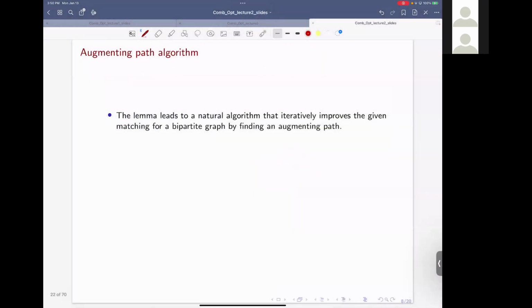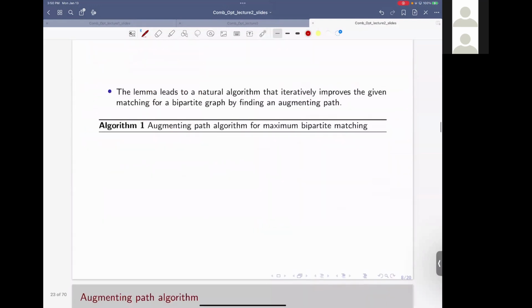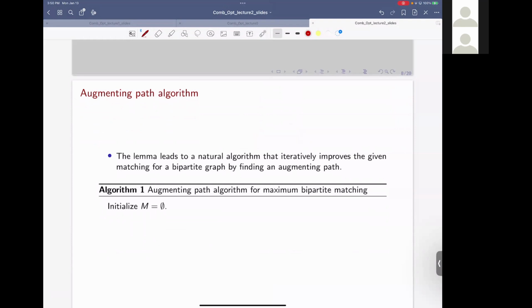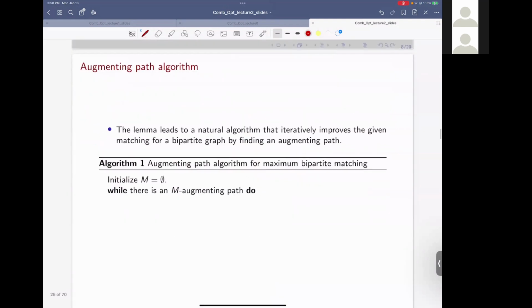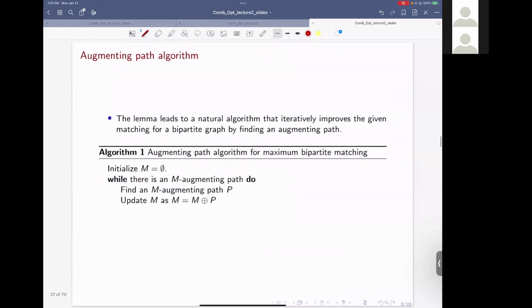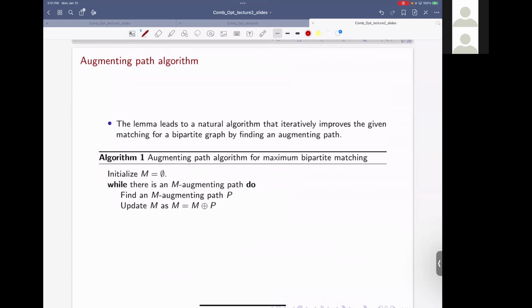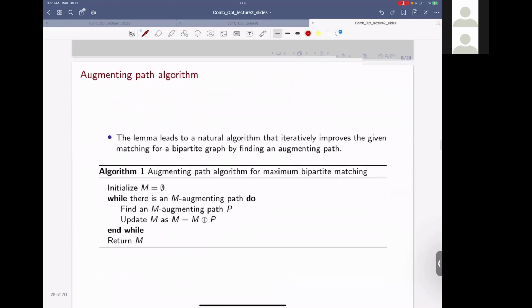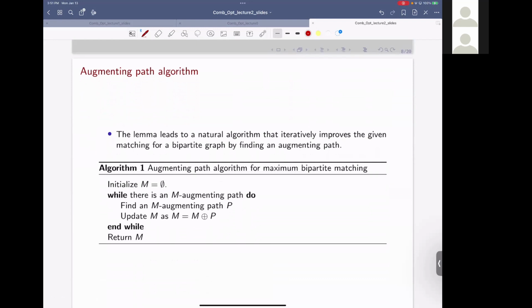So this gives you the following algorithm. I start with an empty set for my matching. Okay. And if there's an augmenting path, then we find one, and we apply the augmenting operation. We augment the edges over this augmenting path, and that's it. And you do this until there's no augmenting path. Okay. I have not explained how to find an augmenting path, but I'll get to this in the second half of this lecture. But this is the outline of the algorithm. Any question?